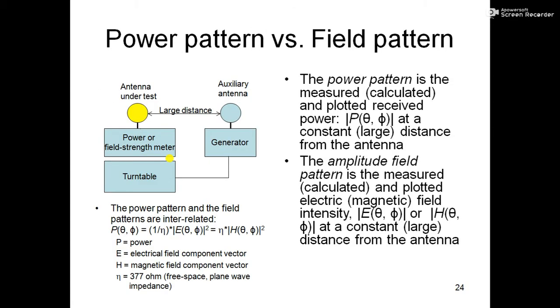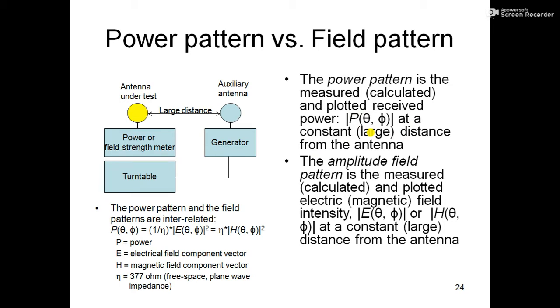or we can represent it in terms of the radiated power. The power pattern is the measured or calculated and plotted received power. That means P of theta and phi, you see here P is a function of theta and phi, and this is a modulus. We take the modulus because the power is a complex power in this case. So we take the absolute value of the complex power at constant large distance. We are assuming that the distance is almost infinity, very large compared to the wavelength or compared to the size of the antenna itself.